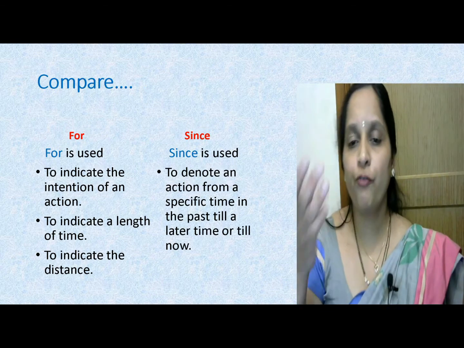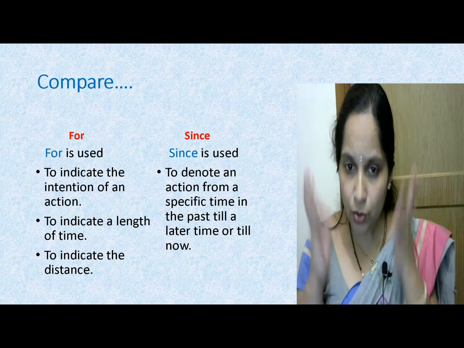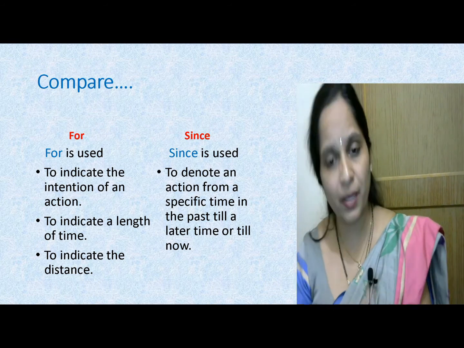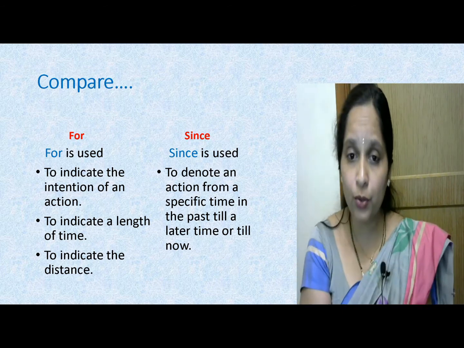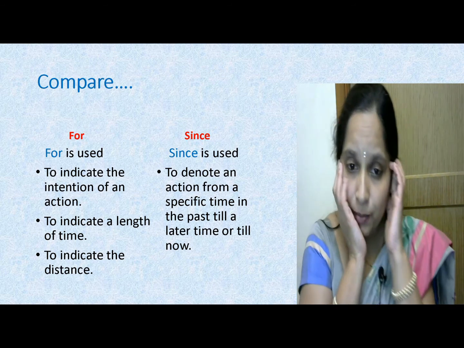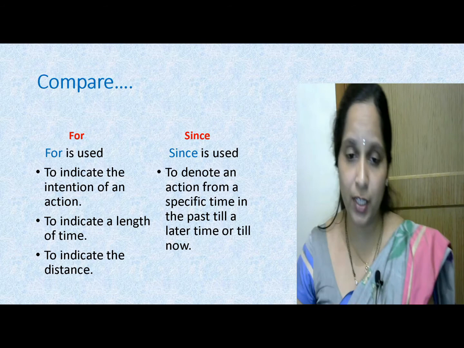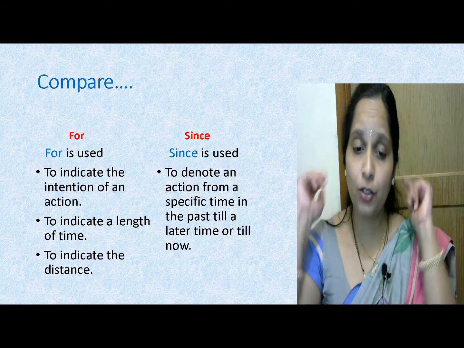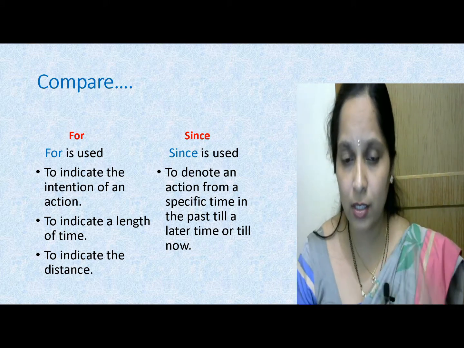We have now for and since. When are we supposed to use for? For is used to indicate the intention of an action, the reason behind a situation or an action. I've done it for you. Understood? To indicate a length of time: I have waited here for the bus for 2 hours or for 15 minutes. Next, to indicate distance: I have traveled for 15 kilometers already. So again, distance. So these are the usages of for.